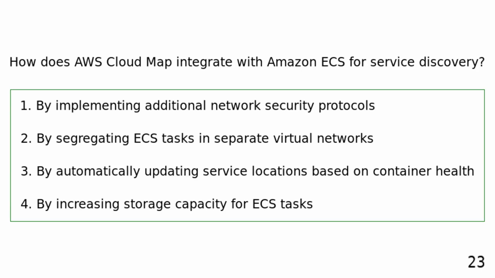How does AWS Cloud Map integrate with Amazon ECS for service discovery? By implementing additional network security protocols. By segregating ECS tasks in separate virtual networks. By automatically updating service locations based on container health. By increasing storage capacity for ECS tasks.